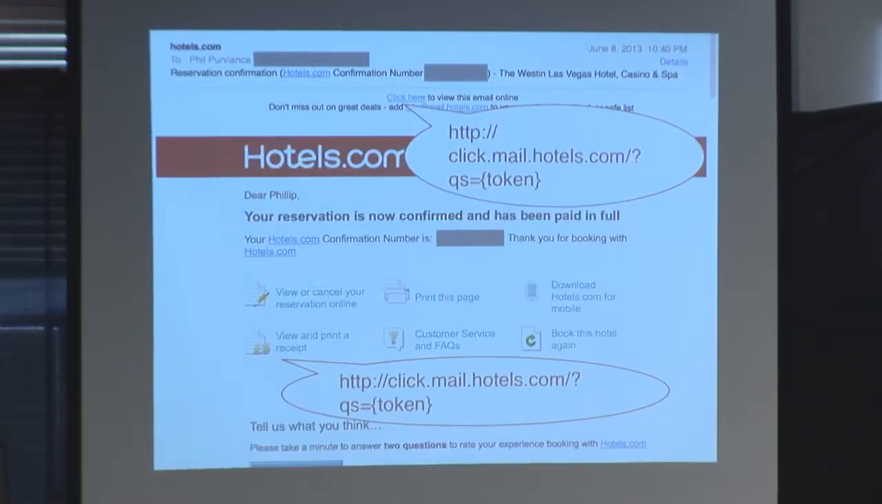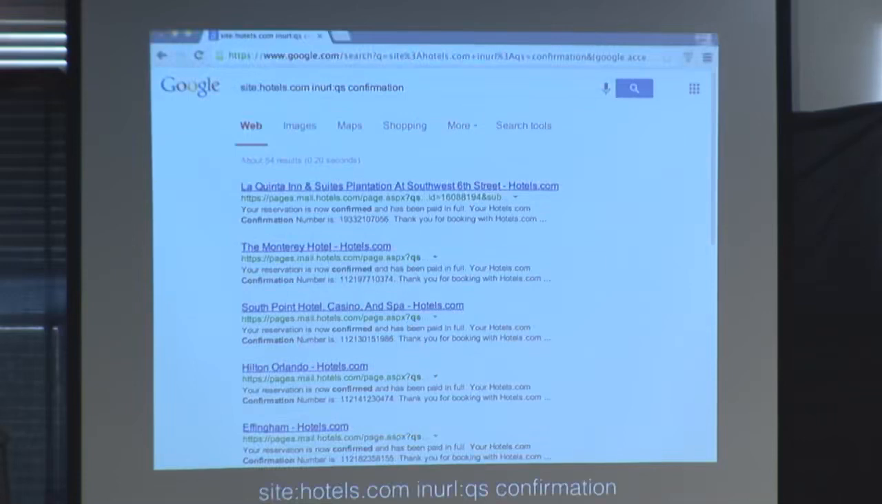So I looked at the URLs of the links on this email. And you can see on the first one and the last one, they're actually pretty similar. And I abbreviated, there's a random token that's put in there. And that specifies my user account. But we see http://click.mail.hotels.com/?QS equals. So I tried putting this into Google, site hotels.com in URL QS and the word confirmation. And we got a fair number of results.